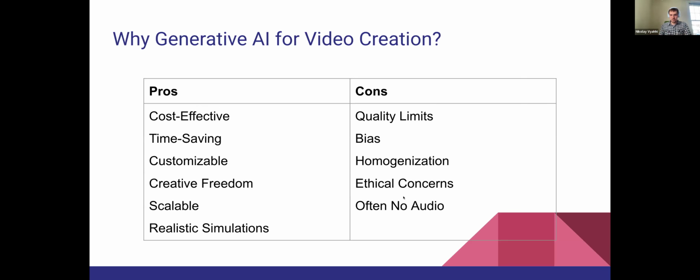Also, there are some ethical concerns about IP rights, about biases, also about deepfakes and propaganda, because it's much easier to generate deepfakes right now. And yeah, so those are cons of video generation and AI in general, but AI will stay with us. So we will need to address these ethical concerns.